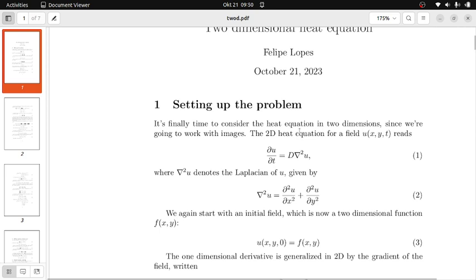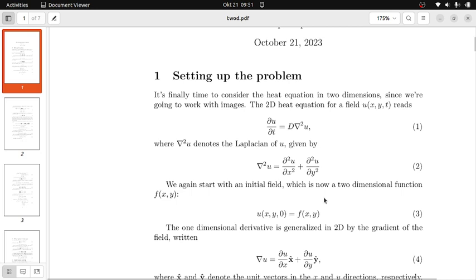Alright, so we set up the 2D heat equation. Before we had u of x, t, now we have u of x, y, t. The heat equation now reads ∂u/∂t equals D times the Laplacian of u, and the Laplacian of u is given by this formula. It is simply the second derivative of u with respect to x plus the second derivative of u with respect to y. And again, as before, we have an initial field, defined at time equals 0, given by this function f of x, y.